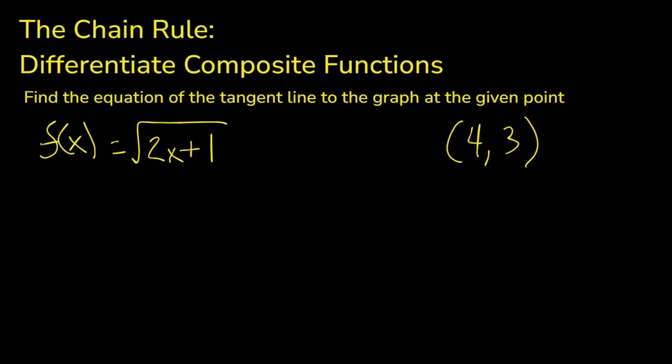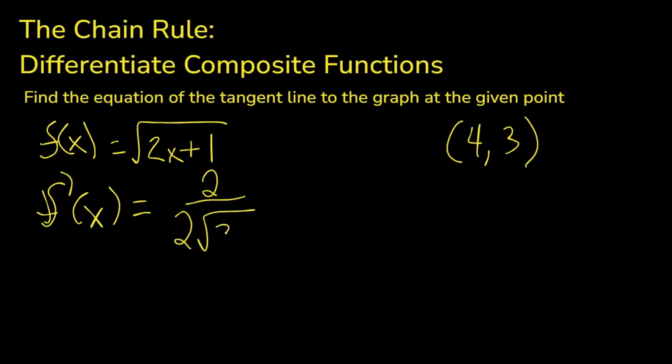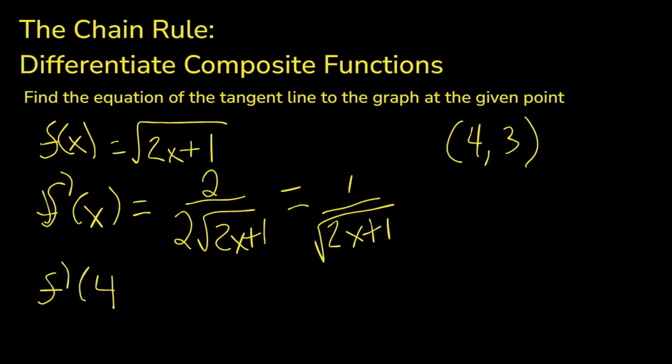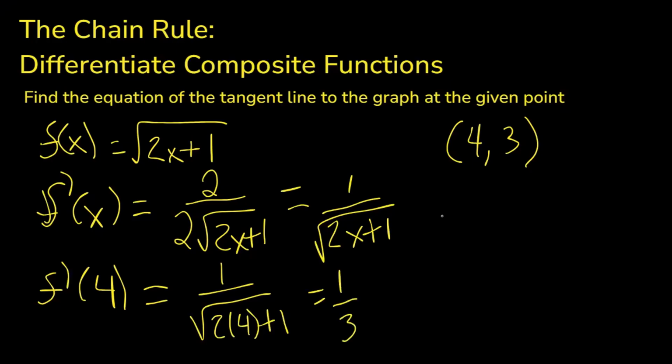Here's another one using the radical. So I'm going to do the trick that I showed you a minute ago, where f prime is equal to the derivative of the inside over twice the original square root. And then that's just going to simplify to 1 over 2x plus 1 inside the radical. And then f prime of 4 is going to give us the slope. So 1 over root 2 times 4 plus 1, which is going to end up being 9. So that makes the slope 1/3. And our tangent line equation is y equals 3 plus 1/3 times x minus 4.